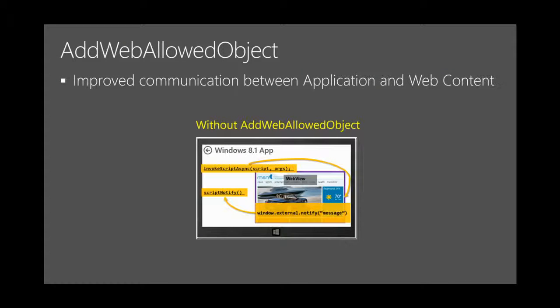But now, we're going to get into a very interesting part of the web view control, and that's this thing called an add web allowed object.